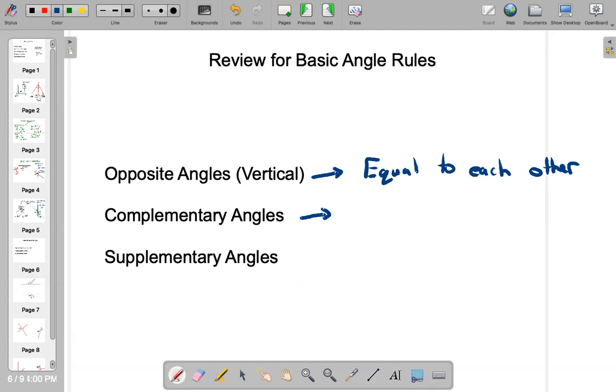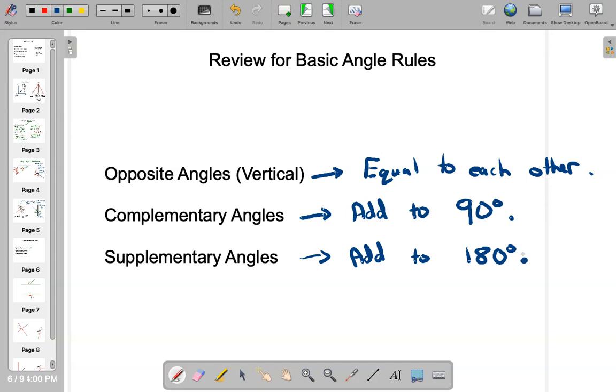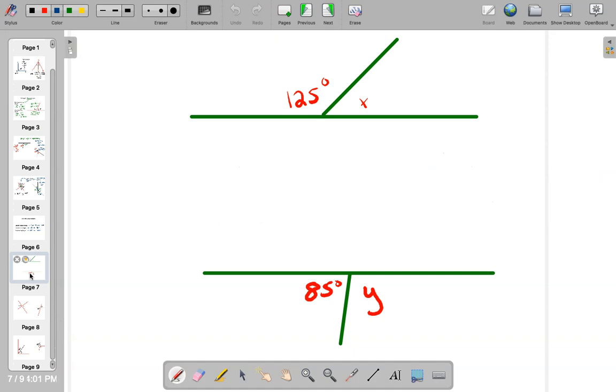Now, complementary angles are angles that add to 90 degrees. So they add to a right angle. And finally, supplementary angles are angles that add to 180 degrees. Once again, for complementary and supplementary angles, it is okay to have more than two. Most often, it's going to be two angles that are supplementary or two angles that are complementary, but that is not a rule that it has to be that way. So let's jump into our examples right away here.